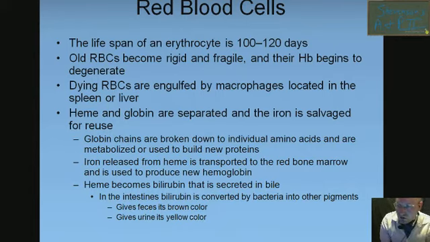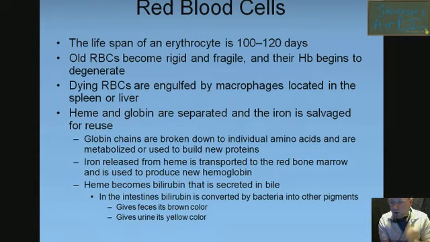Okay, dying red blood cells are engulfed by macrophages located in the spleen or the liver. The heme and the globin are then separated as the iron is salvaged for reuse. Globin chains are broken down to individual amino acids and then are metabolized or used to build new proteins. Then the iron that's left over gets released from the heme and is transported to the red bone marrow in order to produce new and more hemoglobin.